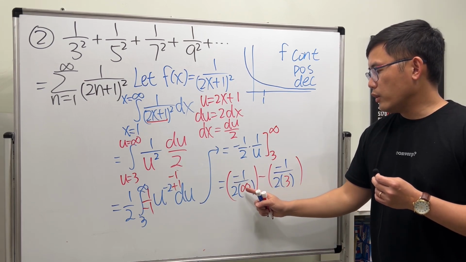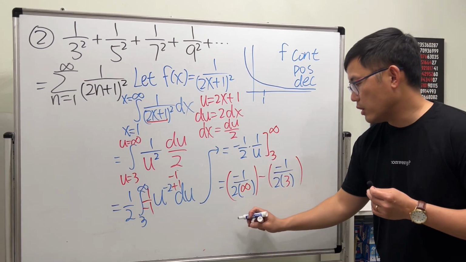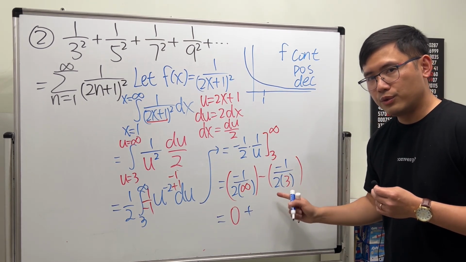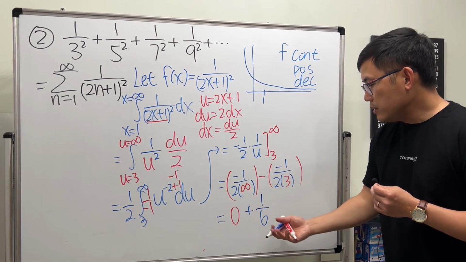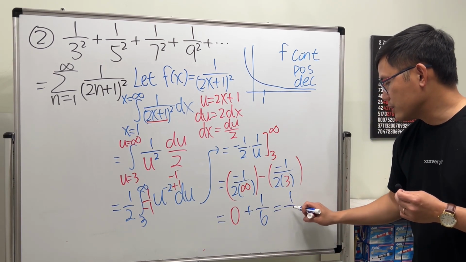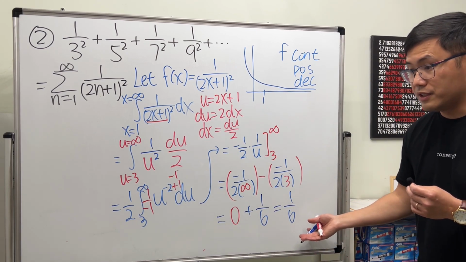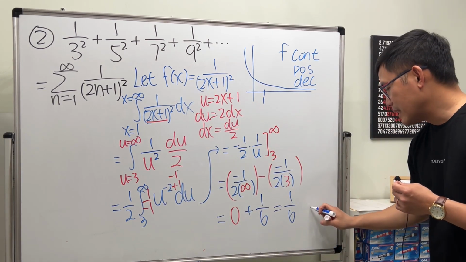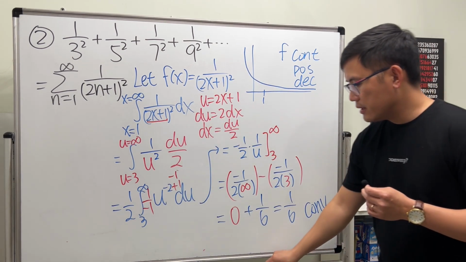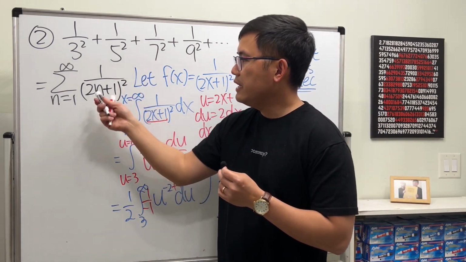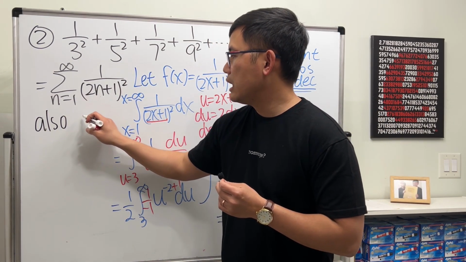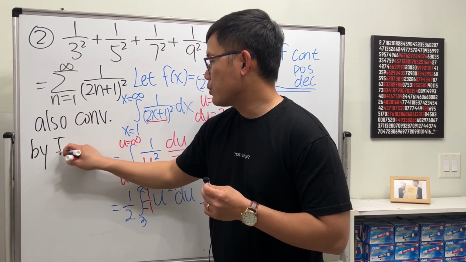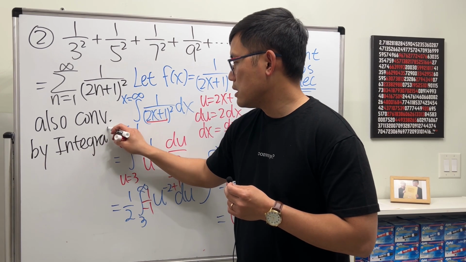Now this is -1 over infinity, which is just 0. Negative times negative is positive, and then 1 over 2 times 3, 6. So as you can see, this is 0 plus 1 over 6, which is 1 over 6. So this improper integral converges. That means we can come back here and say this infinite series also converges. Why? By the integral test.